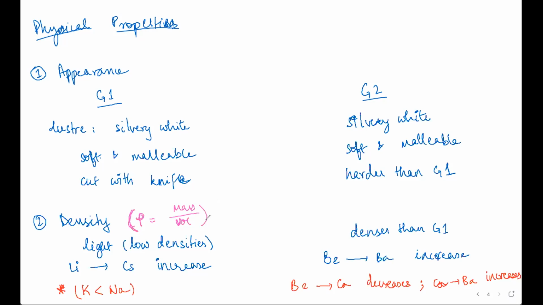If mass is increasing and volume is also increasing, which is what is happening in this case, lithium is a small atom with fewer protons and neutrons. Cesium is a bigger atom. So both mass and volume are increasing. In that case, how would you decide if density is going to increase or decrease?